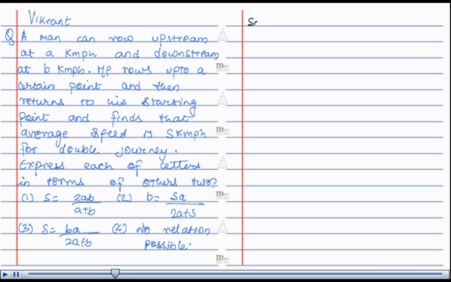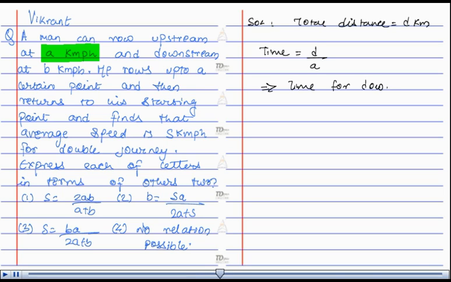The solution is, let us assume the total distance is equal to d kilometers. So the time for the upstream is to be calculated taking speed as a kilometers per hour. So the time for upstream will be equal to the total distance, that is d, upon the speed, that is a kilometers per hour. Similarly, the time for downstream will be equal to d, that is the total distance, upon speed, that is b kilometers per hour.